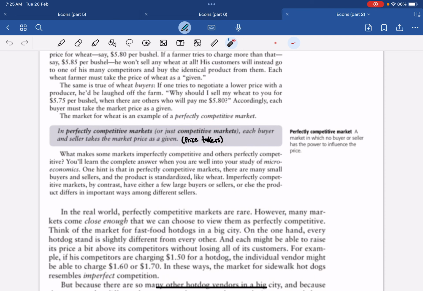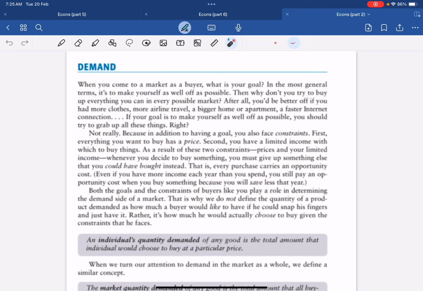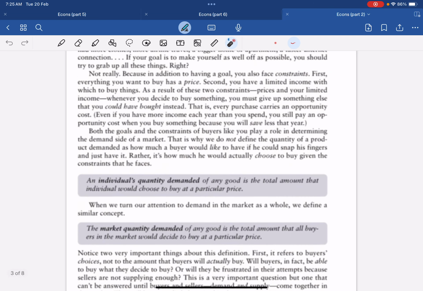We will learn more about how to differentiate between a competitive market and what are the different types of imperfectly competitive markets. So in that case now, we use the supply and demand model, which means that we need to understand what demand is first. So demand is basically how much you are willing to pay for the good at a certain price.